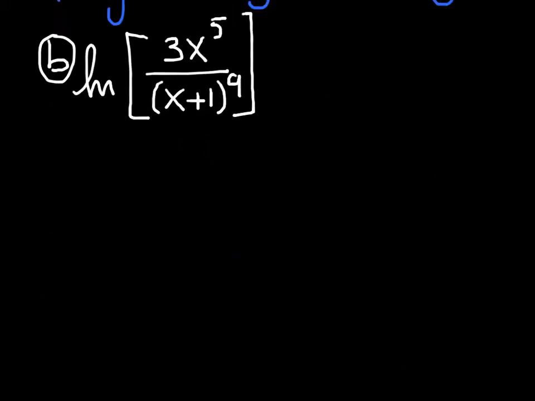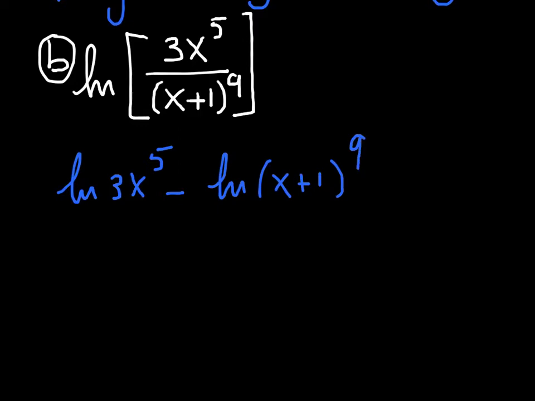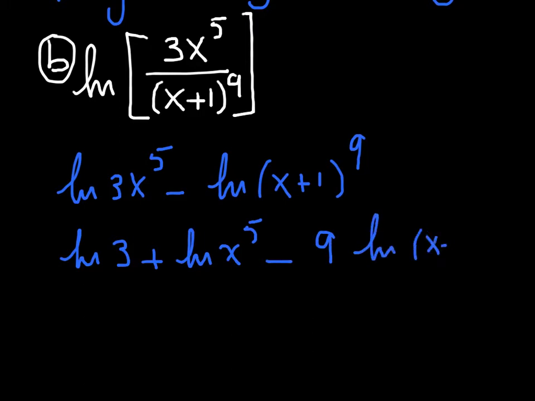Part b. I'm going to expand these: log of the numerator, 3x to the 5th, minus log of the denominator, which is x plus 1 to the 9th. Here I'm going to have to separate the logs before I toss out the exponent in the front, because the exponent is only on x to the 5th. This one I can simply make it 9 ln of x plus 1.